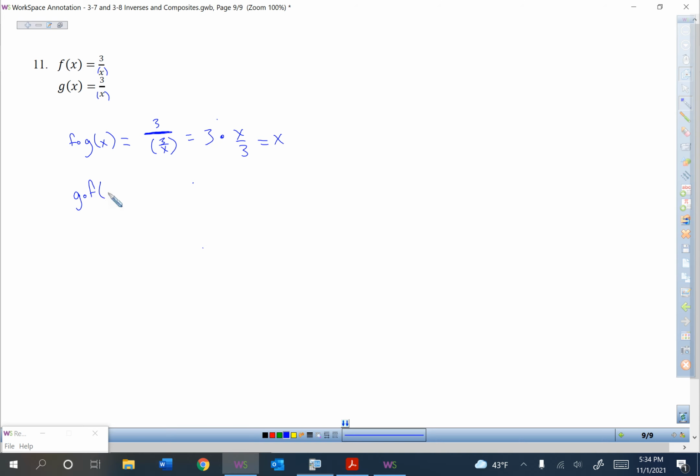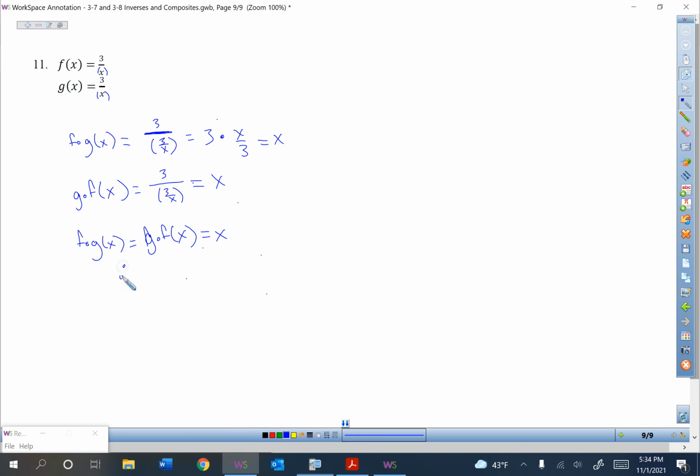g of f of x actually looks the same because these were the same function, meaning they have to simplify to the same. You don't even need that extra step. If this step looks the same, your answer has to. So, by that math, f of g of x was equal to g of f of x, which was equal to x. Therefore, f and g are inverses.